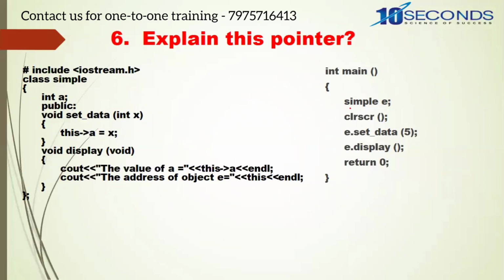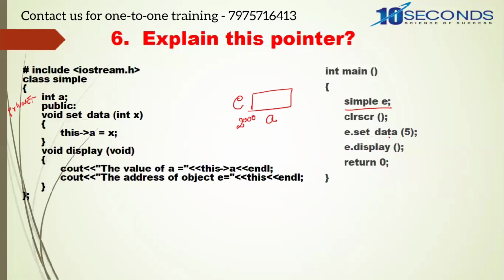Now let me trace this program. Simple E. So memory will be allocated to E to hold the private data member A, because I have not mentioned the access specifier, so it will be considered as private. So the address of E is, think of 2000. The address of E is 2000.